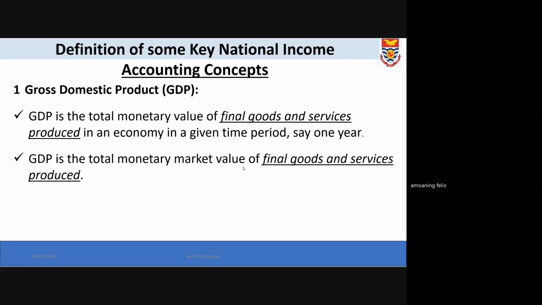So let's go on. From the definitions that we have been looking at so far, we've been able to find out why we need to keep records of our national income. There are some terminologies that we want to understand. We talk about gross domestic product, which I've been mentioning. Even if I asked you to define it, I know most of you can explain what the gross domestic product is.